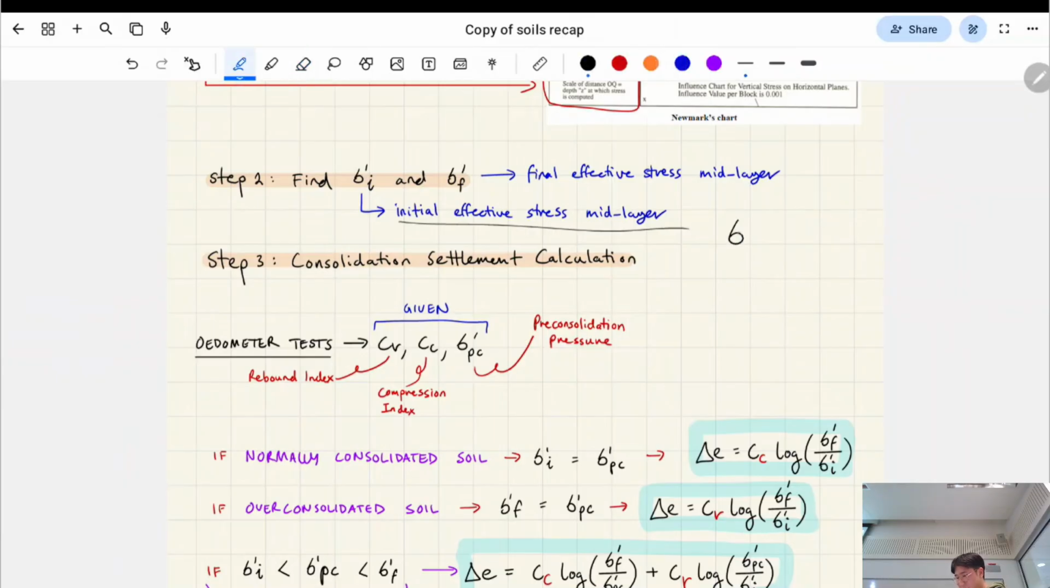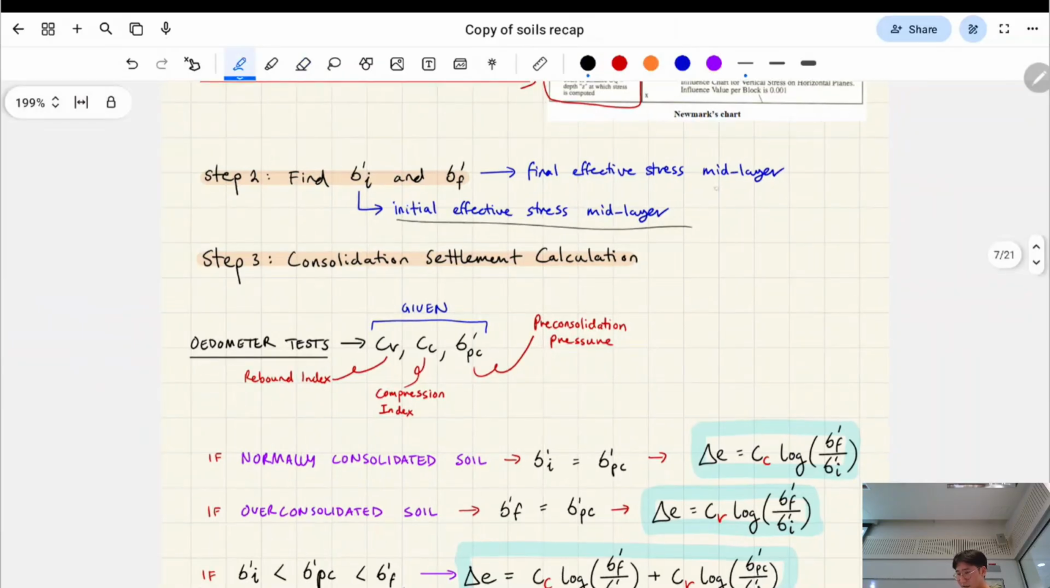In these formulas, it's usually called sigma i dash, because we care about the effects of time with consolidation. So it's kind of implied that it's vertical, right? We are talking about vertical stress because settlement's all about gravity going up and down. But initial, because there's a very time-dependent component to all of the consolidation stuff.